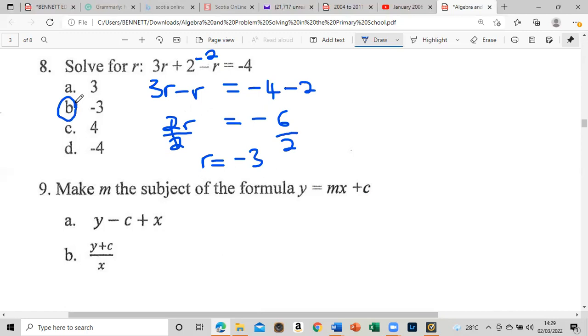Alright, number 9 says make m the subject of the formula. And as it's a straight line formula, y equals mx plus c. Alright? So how can we find the gradient? That's what it is basically saying. How can we find the gradient? As the gradient is m, alright? So when I transpose, I'm gonna rewrite it.